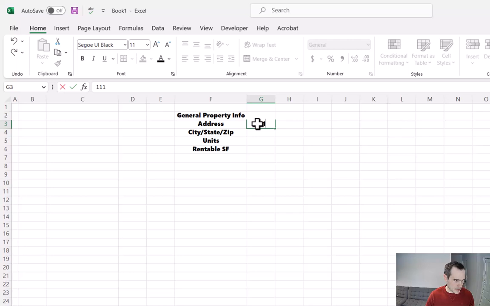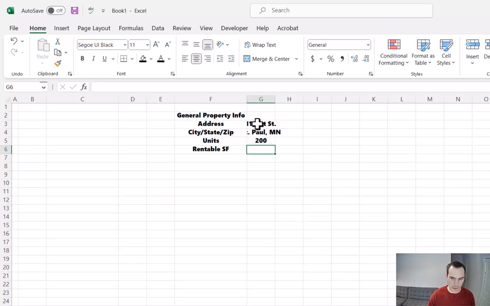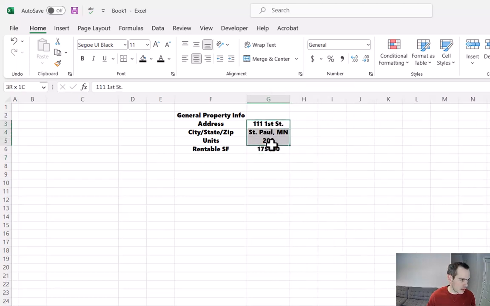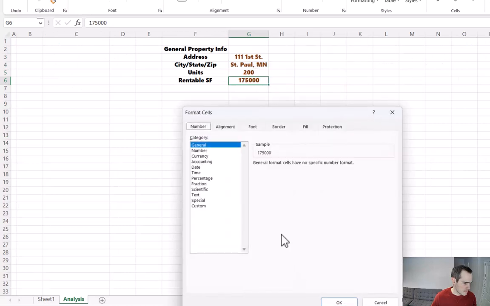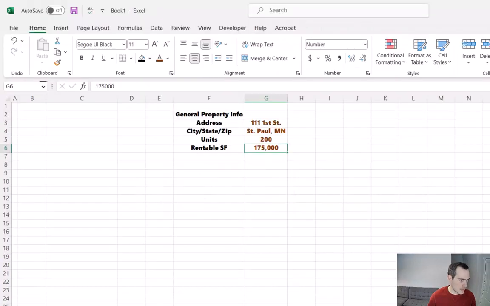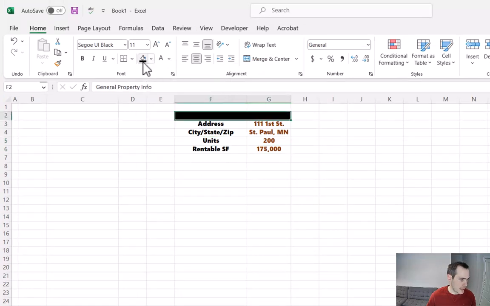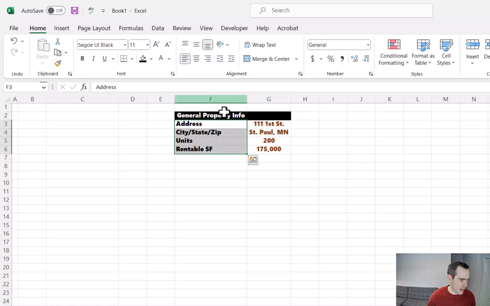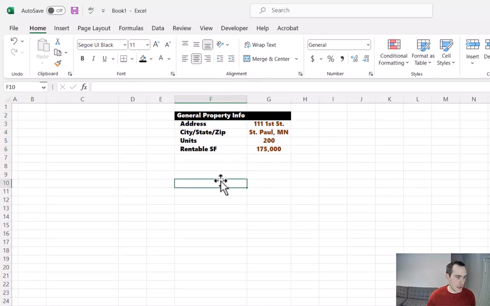So in this section, we'll just make up an address, 111 First Street. We'll say in St. Paul, Minnesota, then it's 200 units. That was in the initial data drop that we looked at before we began building. And the rentable square footage was 175,000. So I'm going to format this slightly. These would all be brown text cells. I like when there's a comma, so it's easier to read. And then I'm going to highlight the section header with black fill, make the text white, just a few other formatting tweaks. All right, so we have our general property information.